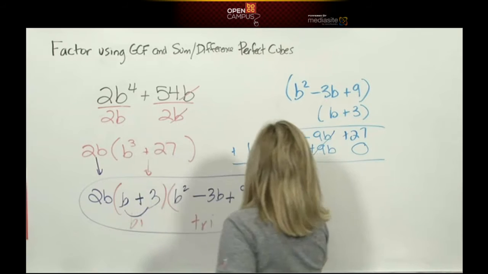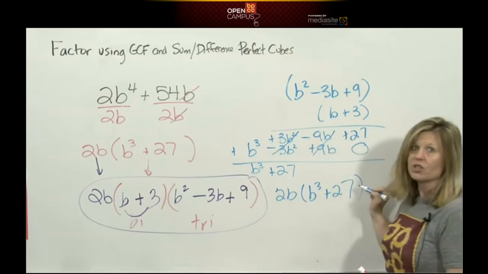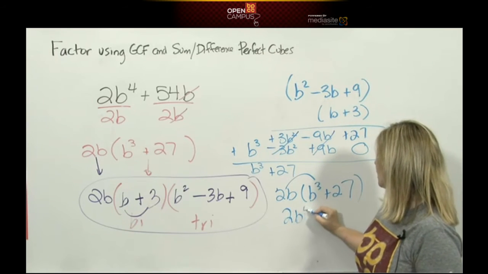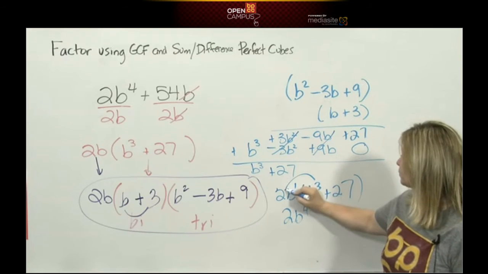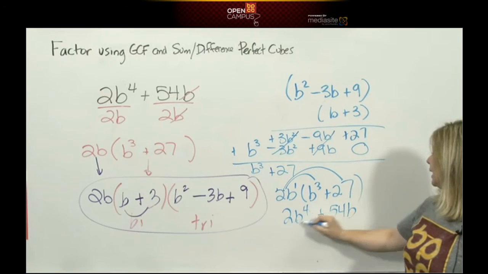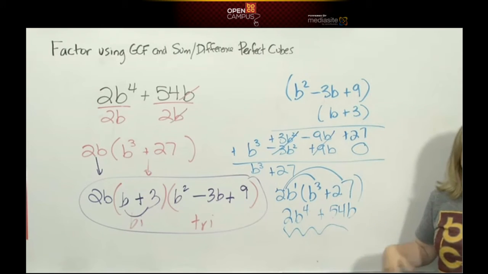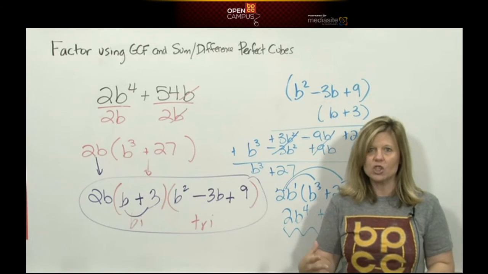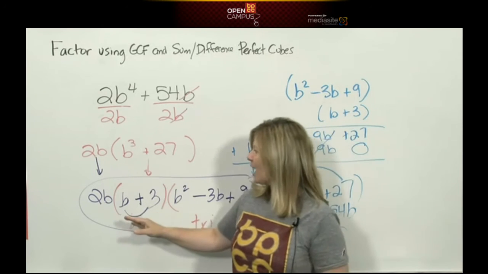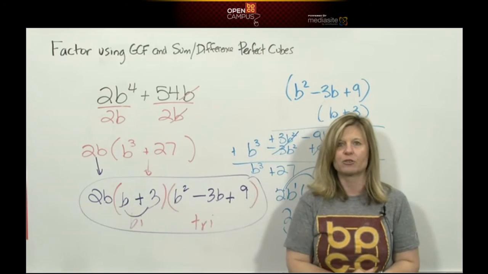So if we have 2b and we want to multiply it to b cubed plus 27, don't we just distribute? So 2b times b cubed is 2b to the fourth. 1 and 3 is 4. 2b times 27 would be 54b. Now are we back to the original expression? We sure are. So remember, with factoring, you can always check by going back and multiplying. If you do the GCF rule, make sure you have the GCF in your final expression that's in factored form.